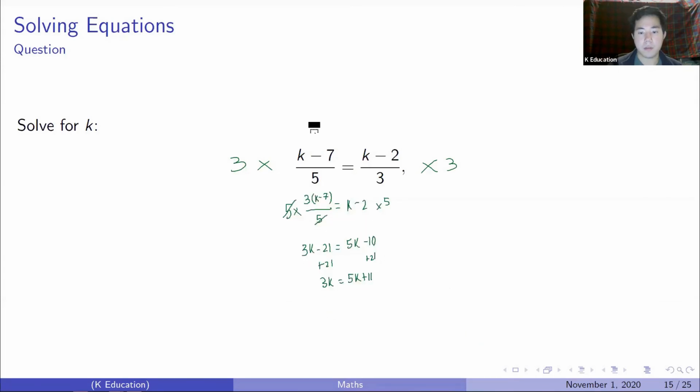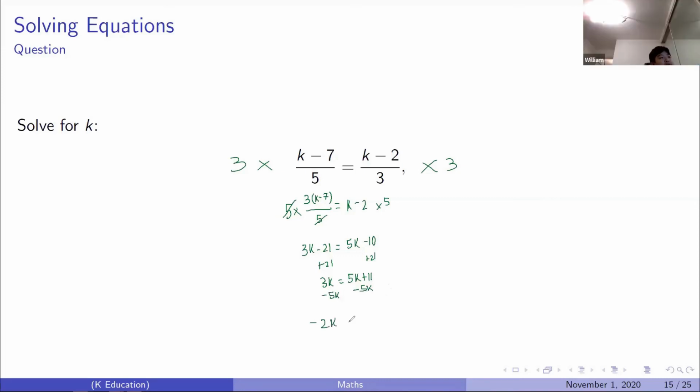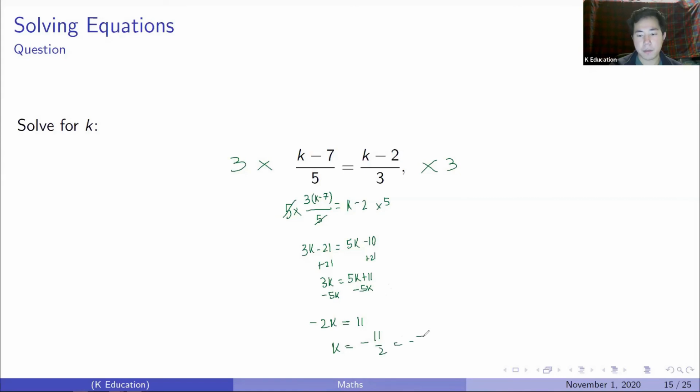So 2k is equal to? Minus... If you're confused, how about you subtract 5k from both sides? What do you get? I would get minus 2k equals 11, right? So k equals minus 5.5. Yeah, minus 11/2 or minus 5.5. Yep, that's right.